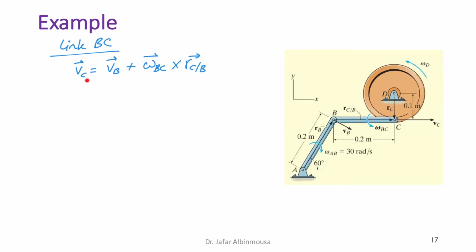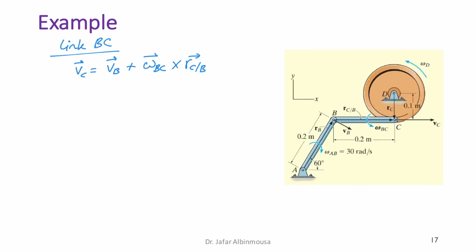So VC is equal to VB plus omega BC cross rBC. So omega BC is the angular velocity of this arm only, because this one has a different angular velocity, this one has a different angular velocity, and this one has a different angular velocity. So let's now write down the equation.